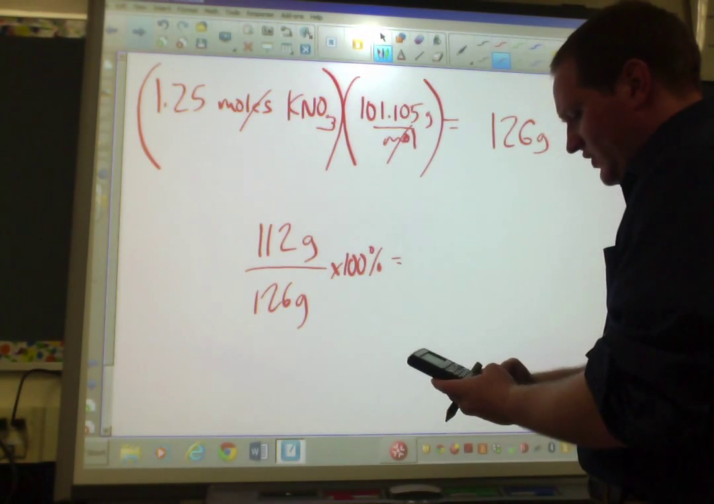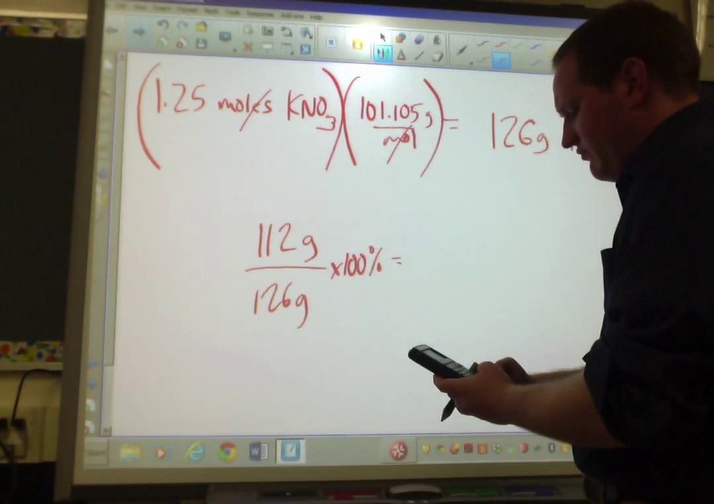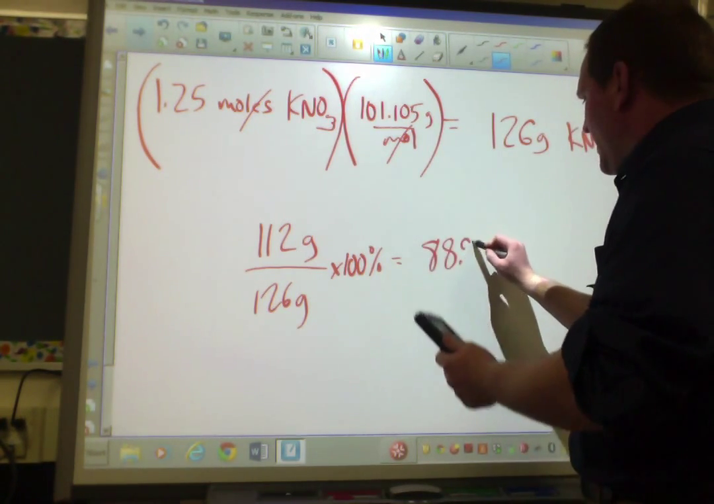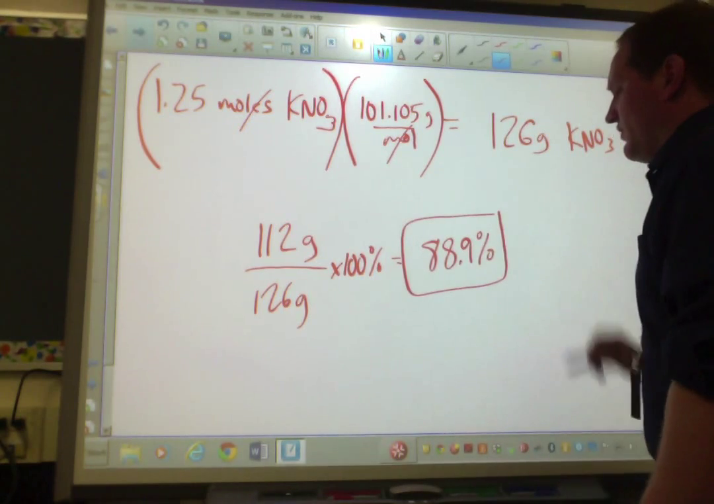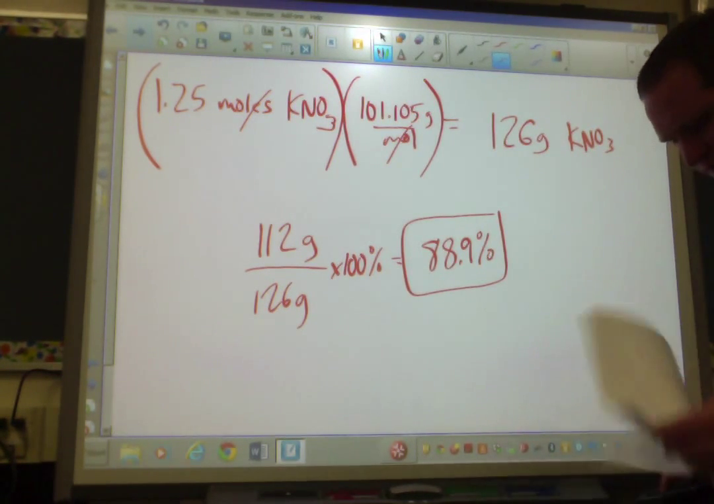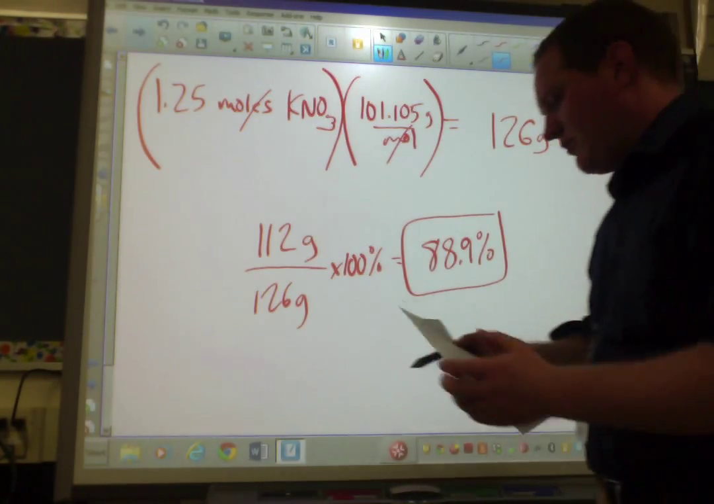112 over 126 is 0.888, repeating forever. So we're going to turn that into 88.9%, three sig figs, just like that. That's number 3. Number 4, ICE table problem.